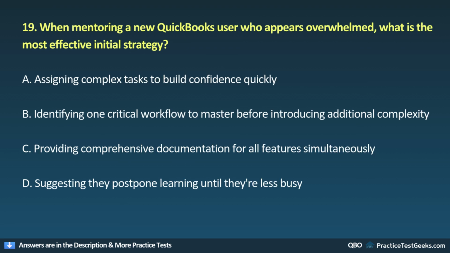19. When mentoring a new QuickBooks user who appears overwhelmed, what is the most effective initial strategy? A. Assigning complex tasks to build confidence quickly. B. Identifying one critical workflow to master before introducing additional complexity. C. Providing comprehensive documentation for all features simultaneously. D. Suggesting they postpone learning until they're less busy.